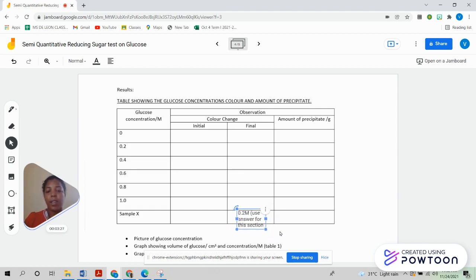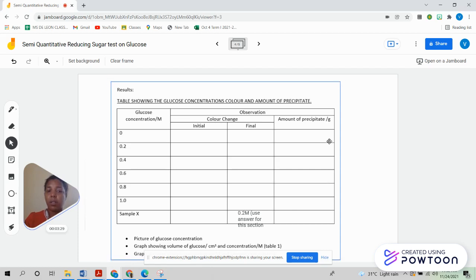For your precipitate, we have not allowed it to dry as yet in order to weigh our precipitate. So your precipitate section of the lab will be completed on Friday. On Friday, we're going to weigh our precipitate, and I will give you an updated version of your precipitate on a Jamboard, right? So we would sort out that precipitate part on Friday.